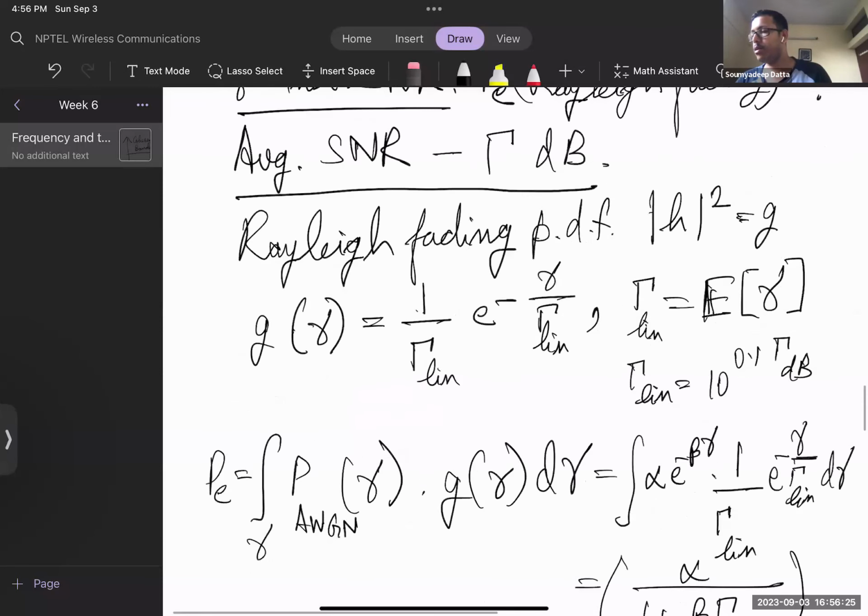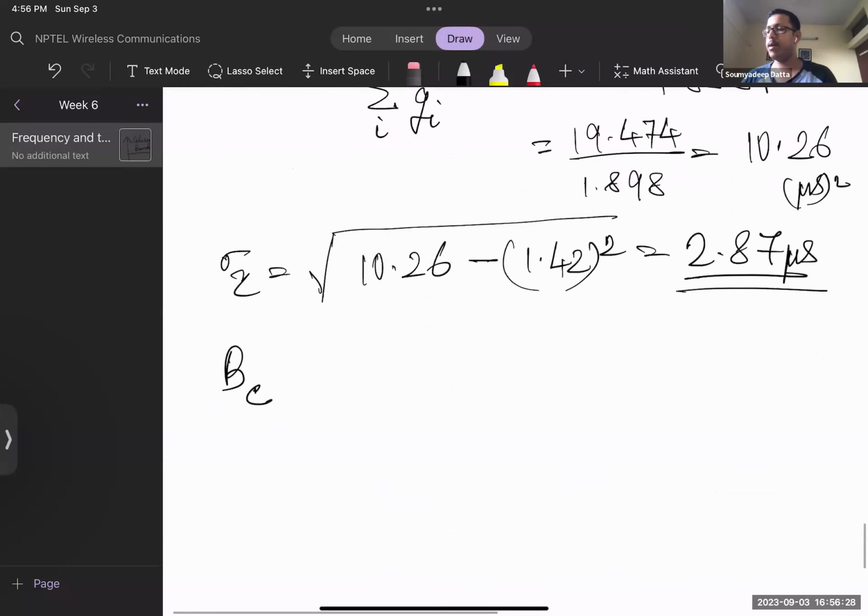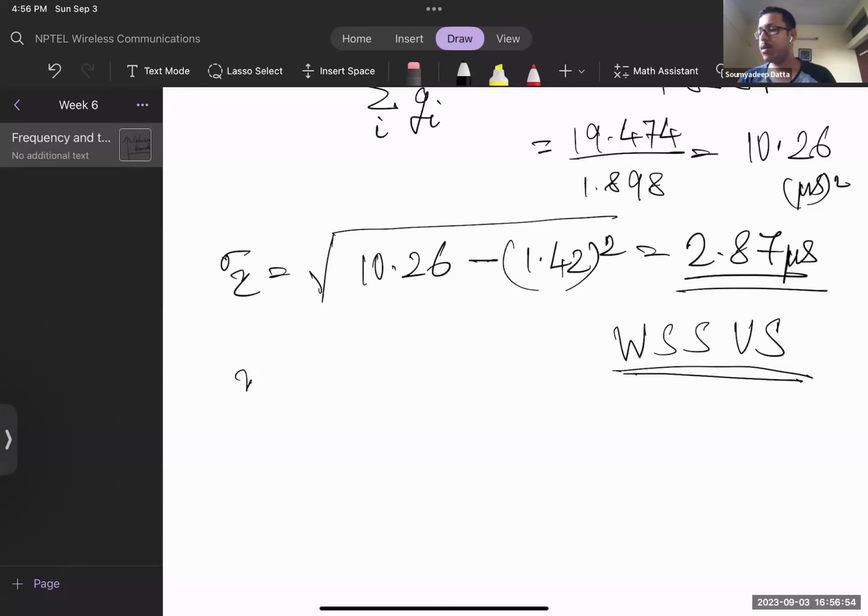Similarly, the coherence bandwidth depends on the delay spread. And how does it depend? So in the lectures, there is this model which is called wide-sense stationary uncorrelated scattering model. According to this, the coherence bandwidth, so you are asked the minimum coherence bandwidth. This is the question in kilohertz. In kilohertz. How do you calculate that?